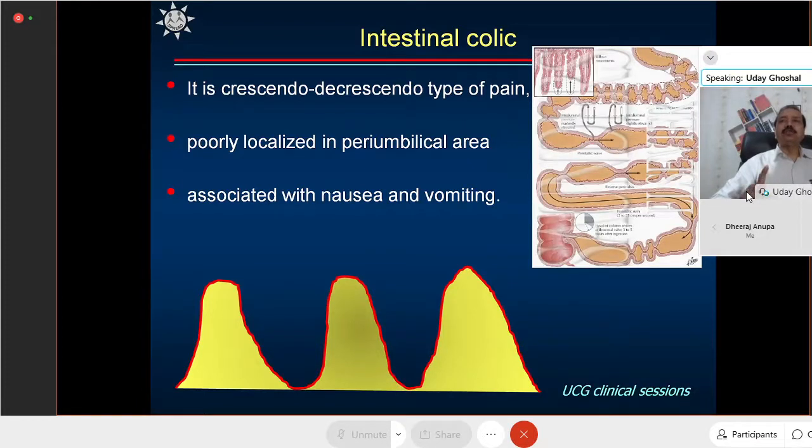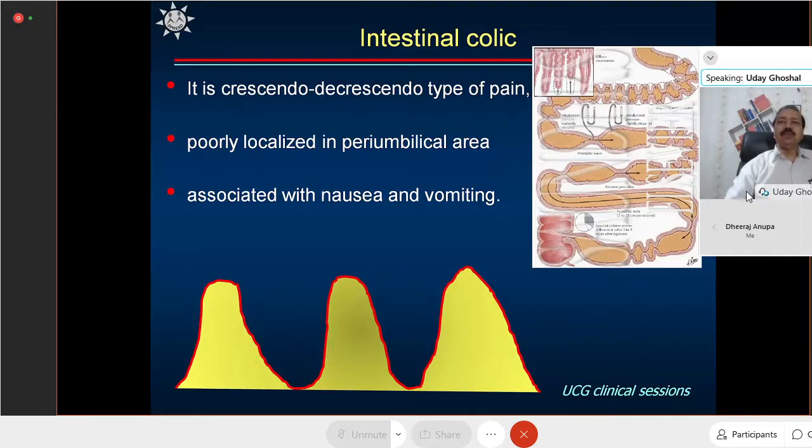The intestine contracts to overcome this obstruction as shown here. Now, when the intestine tries to contract to overcome this obstruction, obviously this increases the intraluminal pressure of the intestine. There is a relative ischemia, and that leads to pain. What happens is intestinal contraction. Obviously, muscle undergoes fatigue because no muscle can continue for a very long time.